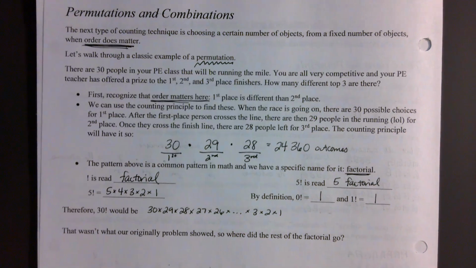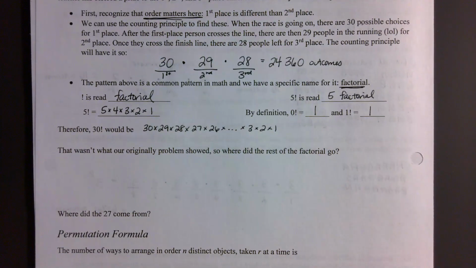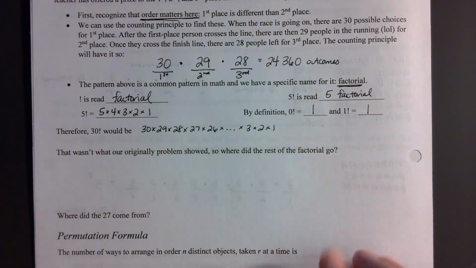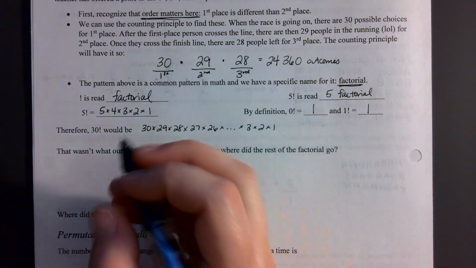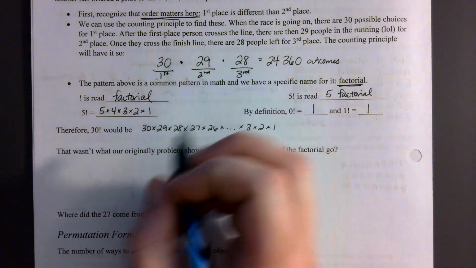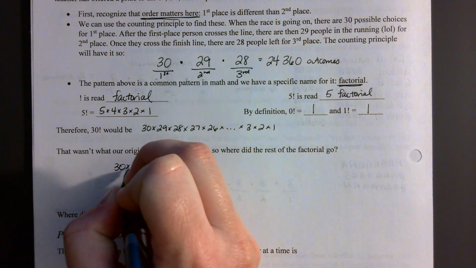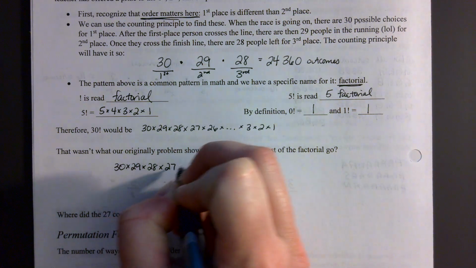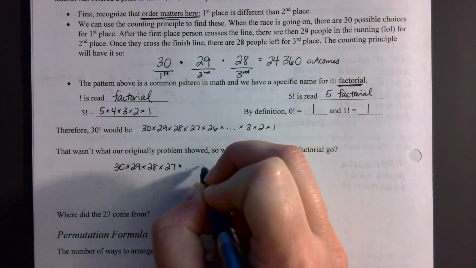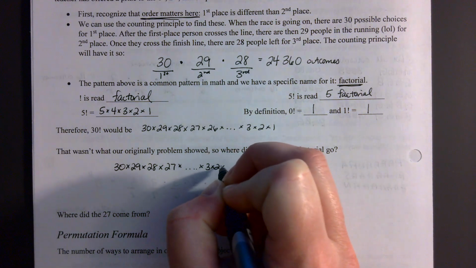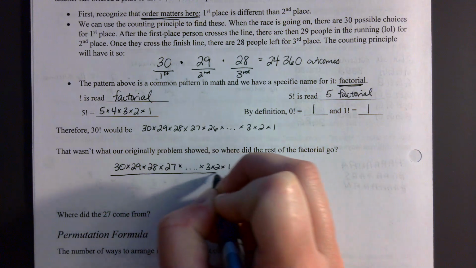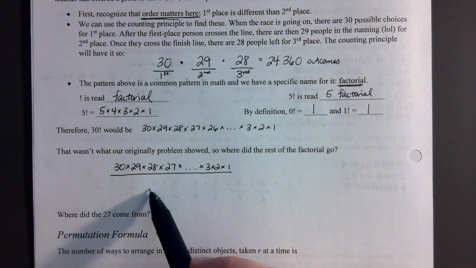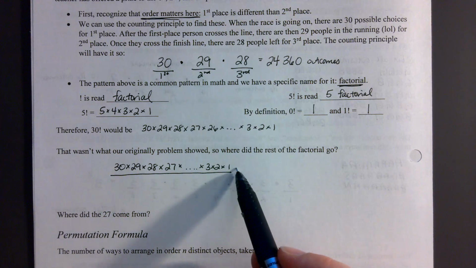Well, what we have to do is divide out from 27 all the way through 1. So really what we did is that we took our 30 factorial, right? So our 30 times 29 times 28 times 27 times all the way down to 3 times 2 times 1. And we had to take out, because we only wanted the first 3 places, everything from 27 all the way down.